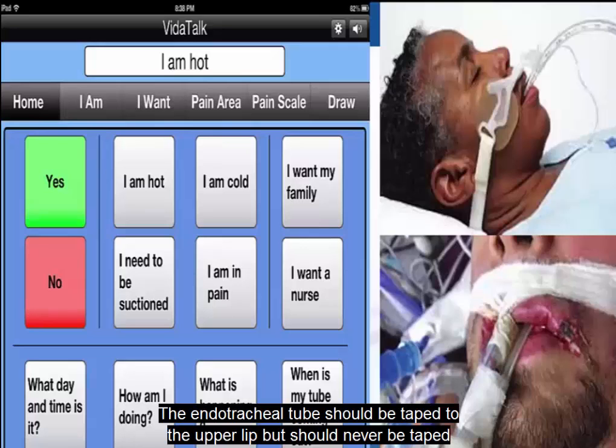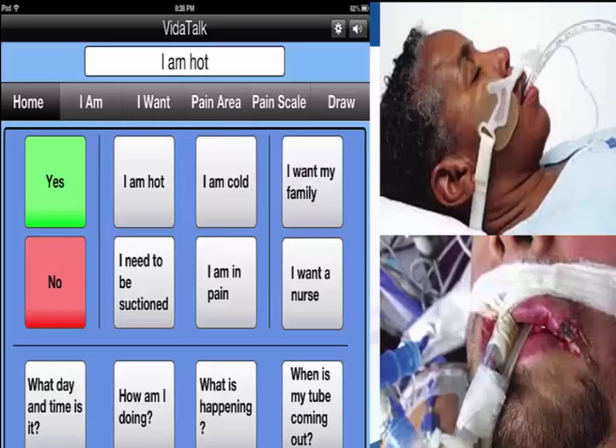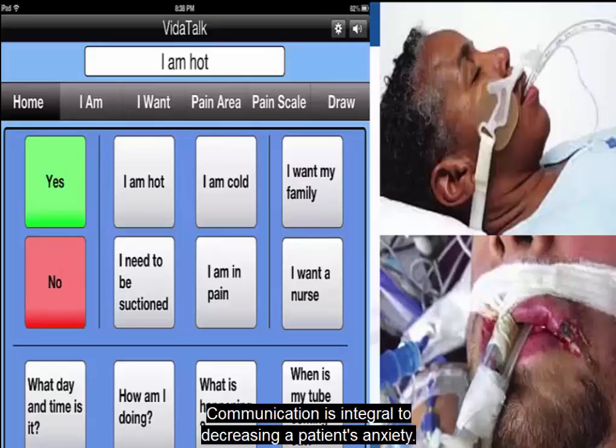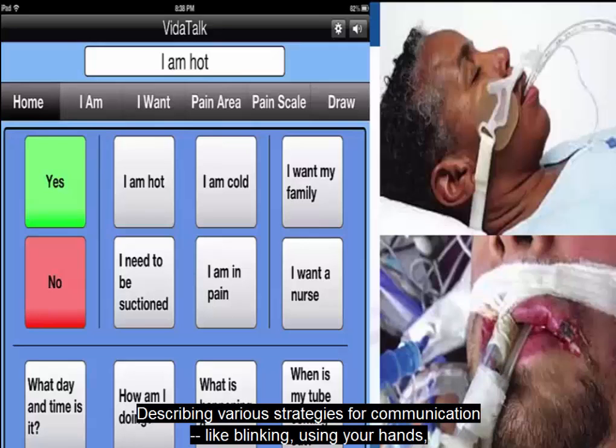The endotracheal tube should be taped to the upper lip but should never be taped to the lower jaw because the lower jaw moves too much. Communication is integral to decreasing the patient's anxiety. Describing various strategies for communication, like blinking, using your hands, and communication boards, is important to decrease the fear and anxiety.